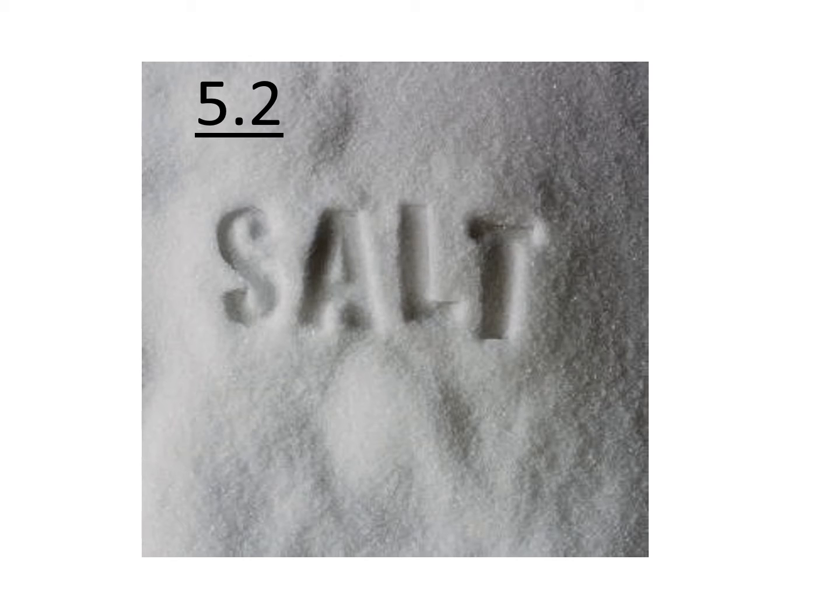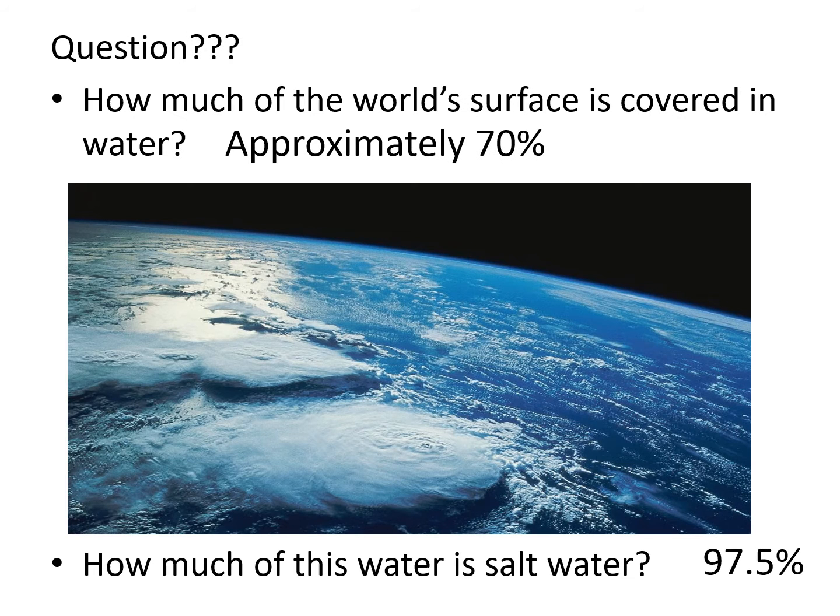Hey, it's Mr. Lum, and we're going to be going on with some Science 10 stuff, and we're going to be talking about salts. So, salt is an ionic compound. Now, much of the world's surface is covered in water, and most of that water is salt. That salt happens to be sodium chloride, but there are many different types of salts, and we're going to be talking about quite a few of those.